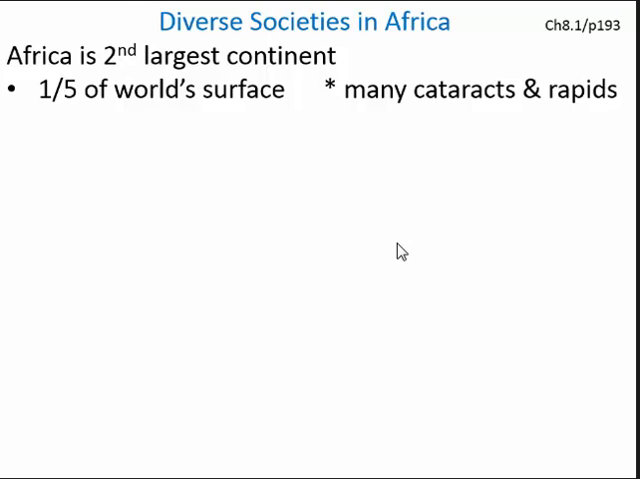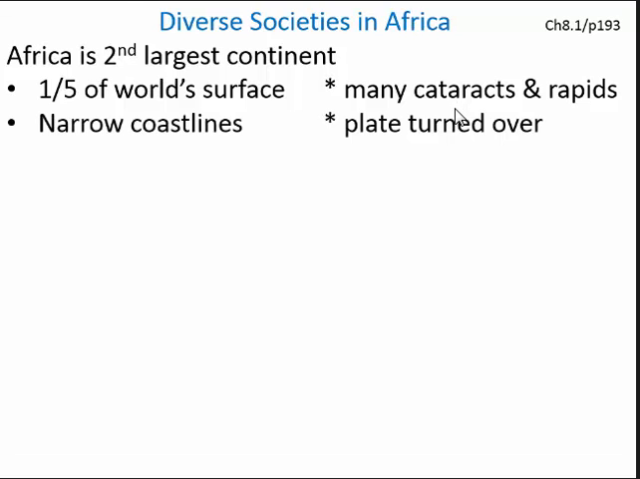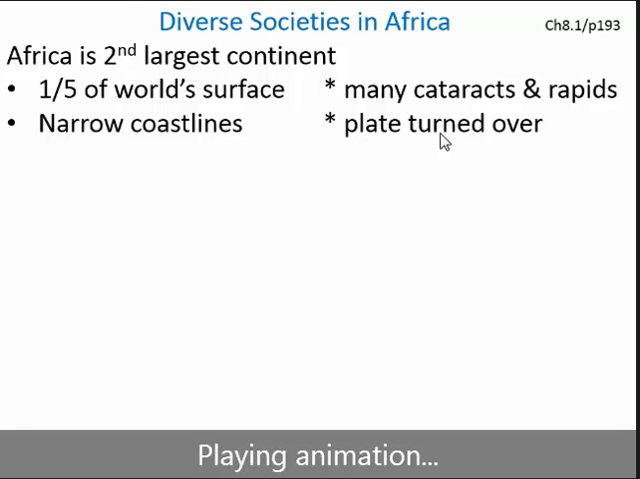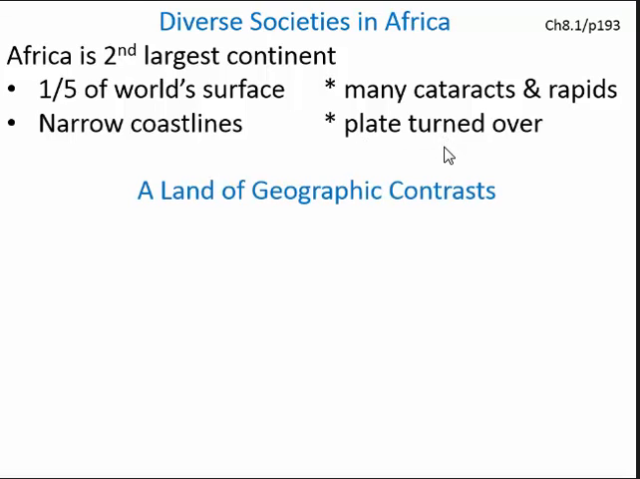In Africa, we have many rivers and cataracts, or waterfalls as they're called, and rapids. What's the implication here? It makes it so you can't travel up the river all the way. It has narrow coastlines, which means it's not good for fish hiding. So you're not going to see a huge commercial fishing fleet. Yes, people still fish for their dinner, but you're not going to see huge schools of fish that they can catch and sell commercially.